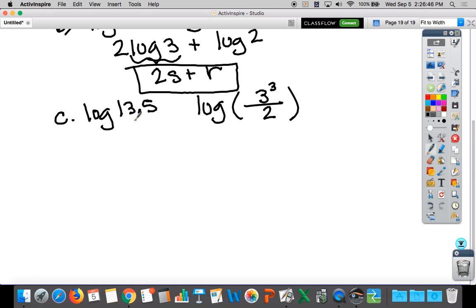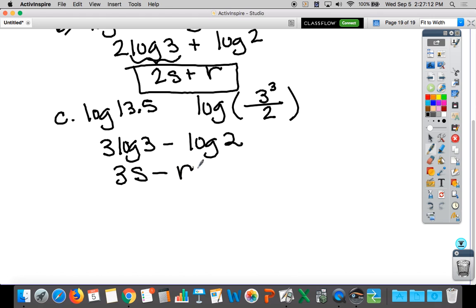So if you're a problem solver and if you love puzzles, this might be something that comes a little easier. If this is not your forte, then I'm sorry, it's just going to be one of those things that is trial and error. So this can be rewritten as 3 log 3 minus log 2. Log 3 was defined as S. Log 2 is R. Okay, so we're going to practice some of these, and then you're going to have a little bit of homework.